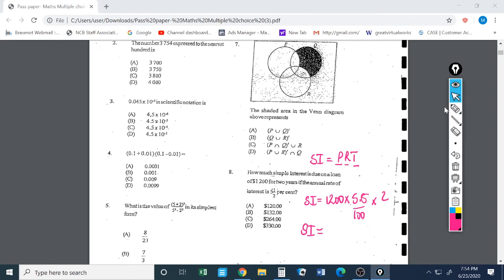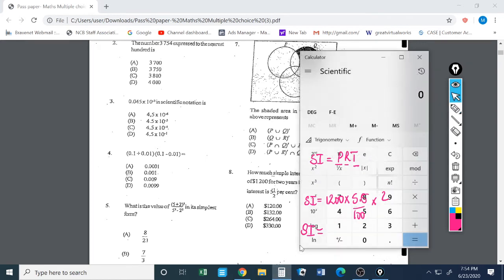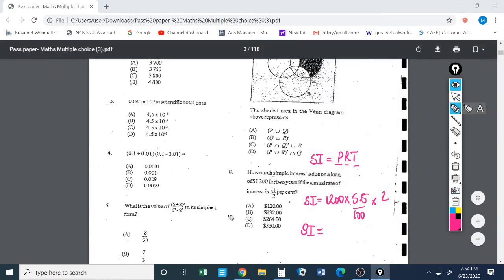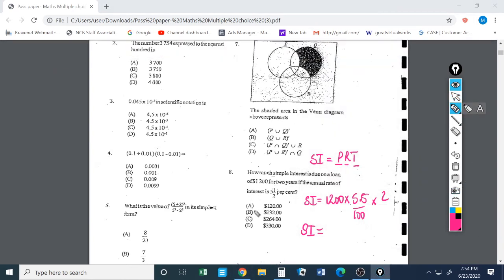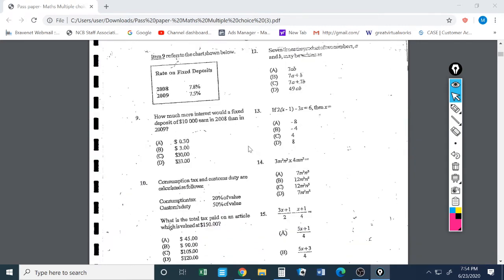Let's use our calculators. All right, so I need to multiply 1200 by 5.5. Let's divide it by 100, and then I'm going to multiply it by 2, and yes, it's 132. So 132 is my answer, and the answer is actually B, guys. Awesome. All right. So let's move on, guys. Let's look at number 9 here.